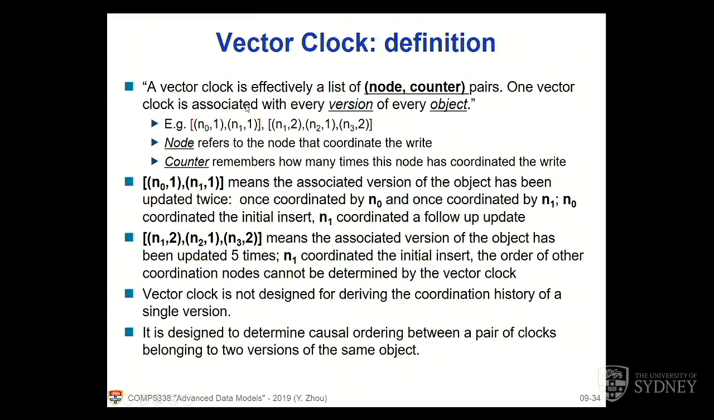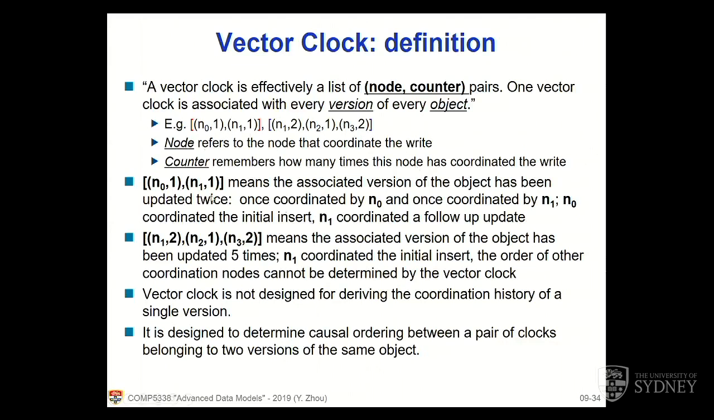So this is a vector clock, and that's another vector clock. This is a list, right? Each list has some elements, and each element of the list is a pair of node and counter. So the node refers to the node that coordinates the write, and the counter remembers how many times this node has coordinated the write of this particular key.